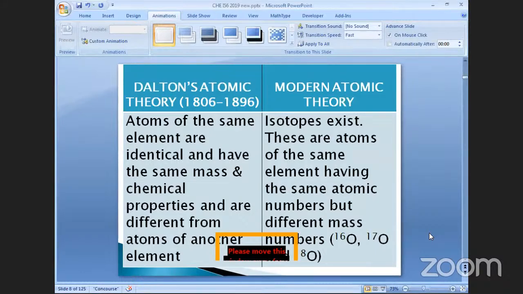So the third atomic theory proposed by Dalton, talking about identical elements, is being questioned by the existence of isotopes. Isotopy is a concept where you have atoms of the same element that have the same atomic number, that is, the same number of protons or electrons, but different mass numbers. That means they have different numbers of neutrons. So, for example, we have those listed isotopes for oxygen: oxygen 16, oxygen 17, and oxygen 18.